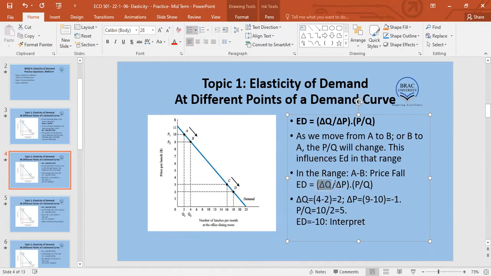This is the formula of elasticity of demand. We are moving from A to B. So as we move from A to B, quantity has increased. So del Q is 2. As we move from A to B, price has fallen. So del P is minus 1. Okay? Yes, sir. Then we have this P by Q ratio. Where did we start our journey? We started our journey at point A. So at point A, the P by Q ratio is P is 10, Q is 2. So P by Q ratio is 5, right? Yes, sir. Okay. Now if you do the calculation, elasticity of demand is minus 10.